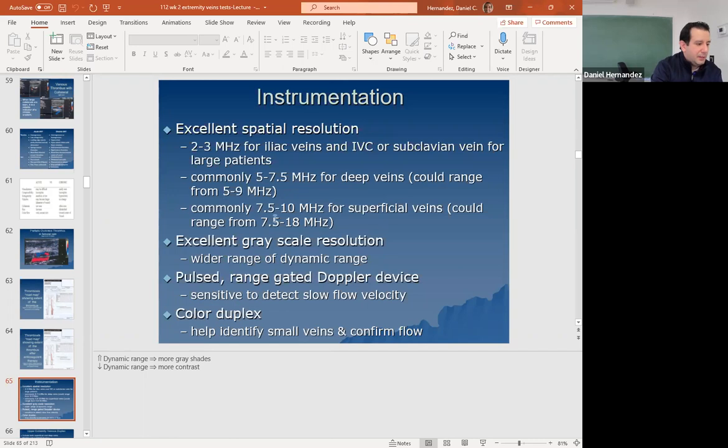We commonly use even higher frequency probes, so this could be a higher frequency linear transducer or even our hockey stick probe for looking at the superficial veins. So we want to have a higher dynamic range, so more shades of gray to improve our grayscale resolution. We use a pulsed and gated Doppler device, so it's sensitive to detect slow flow velocities. We use color duplex to identify small veins and confirm flow.